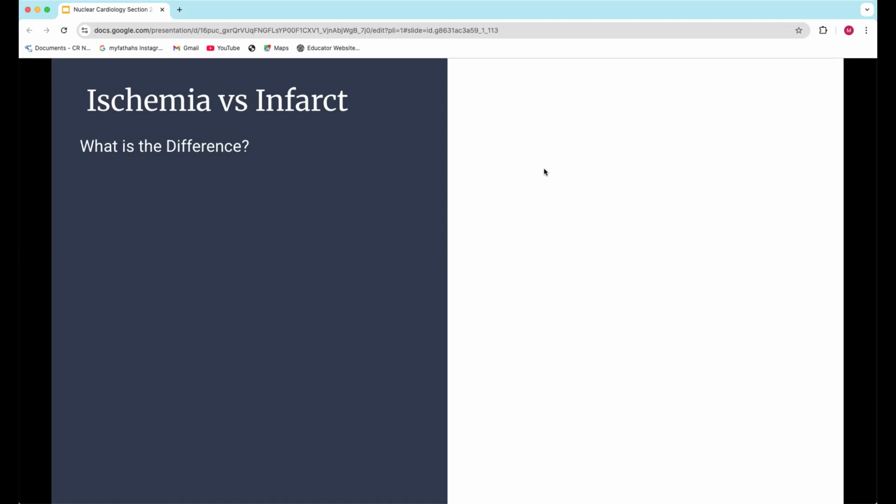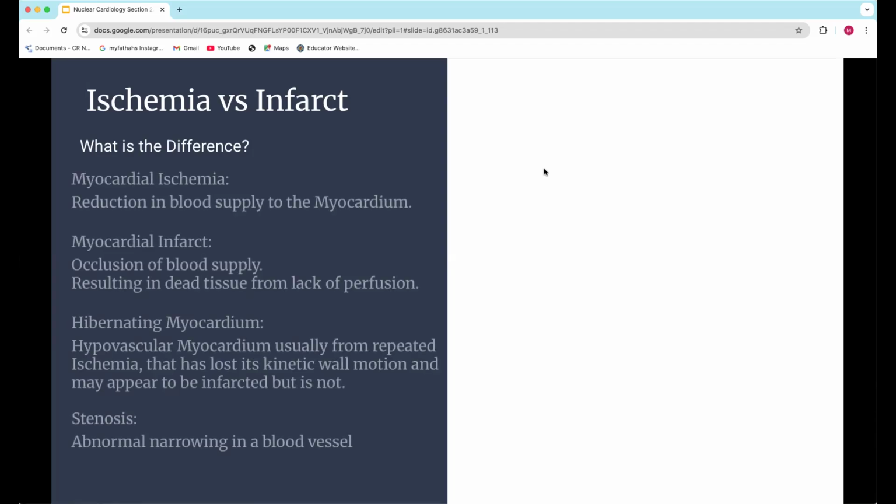Ischemia is lack of blood flow, and infarct is death of muscle. Yeah, you're exactly right. Thank you. Who was that? It was me. Okay, thanks.